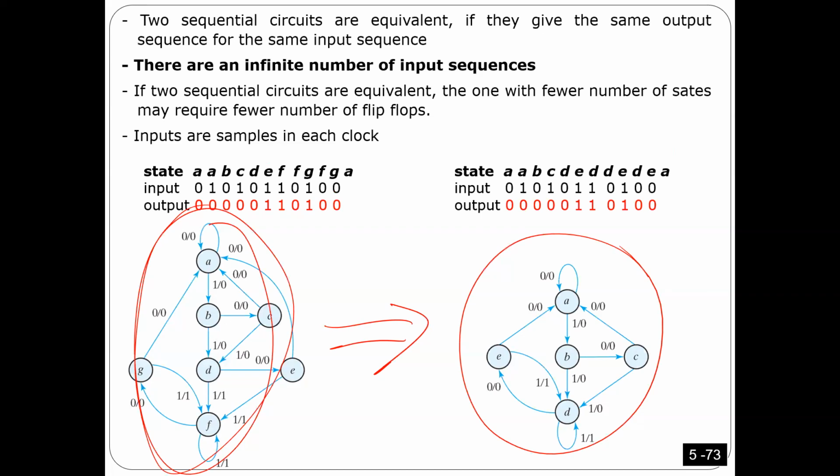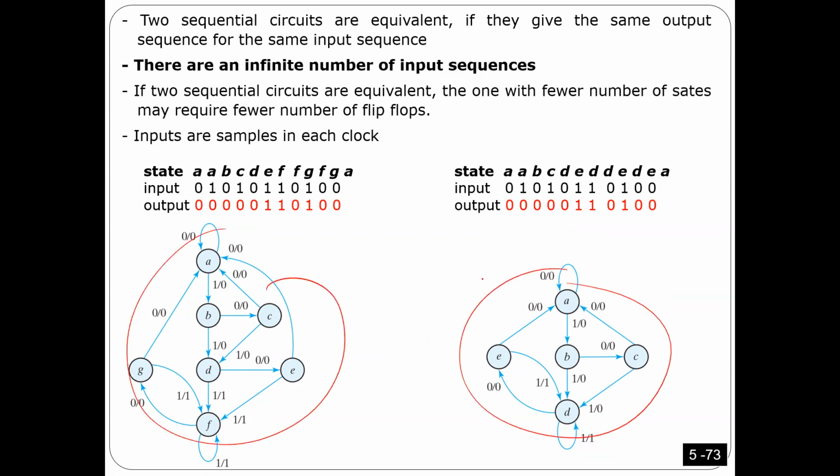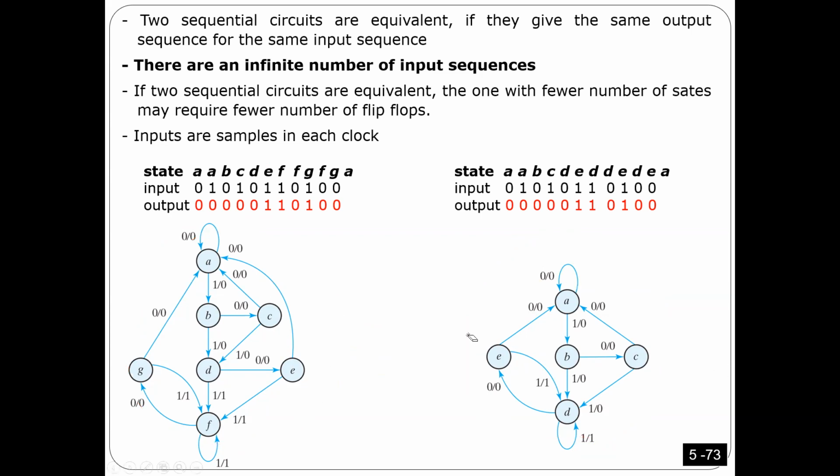Okay, so this is number 1. Number 2, how can I know if these two are equivalent or not? So here I'm going to make a new definition for equivalency in sequential circuits. Let's look at the definition. Actually, two diagrams are equivalent if for the same input I'm going to get the same output, regardless of the states.